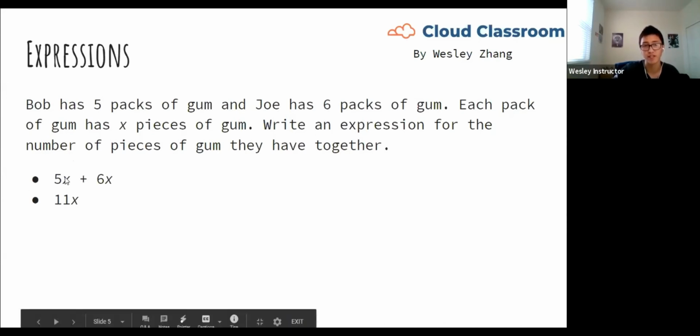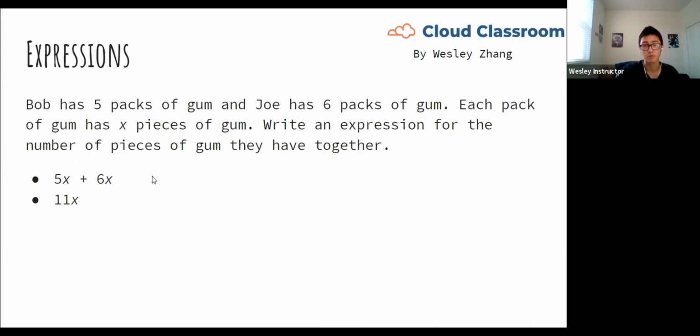So this becomes 5x plus 6x. We can combine those because they have the same variable, and we get 11x. So 11x represents the total number of pieces of gum they have together. And we can prove this is right. Say each pack of gum has only 1 piece. That means Bob has 5 pieces of gum in total and Joe has 6, and then they have 11 pieces of gum. And that will be true for any number we plug in for x.